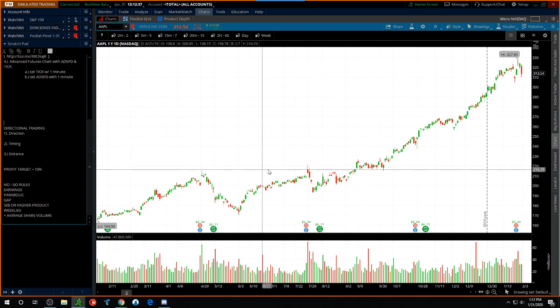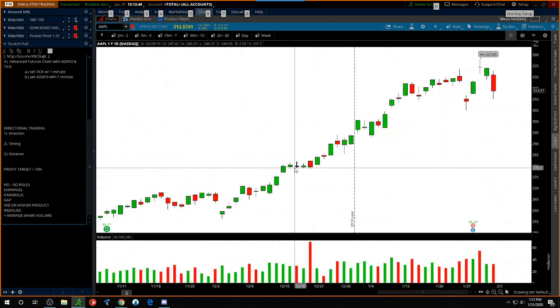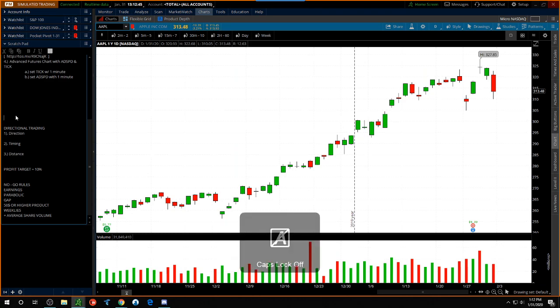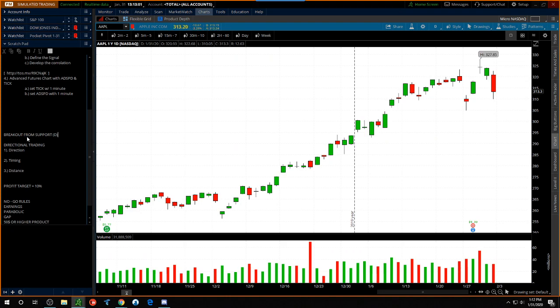Whatever trigger that you want to use, you could also use it to name your strategy. So, breakout from support on a daily. And now, when you trade the strategy, you would journal it, and you could just say, I traded a breakout from support today, and blah, blah, blah.